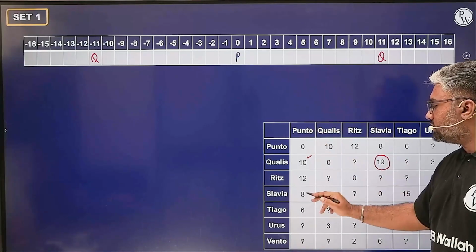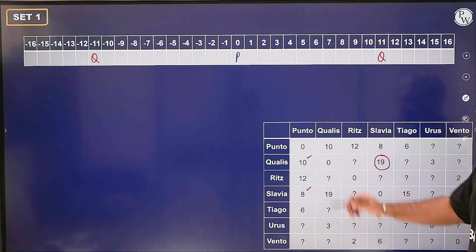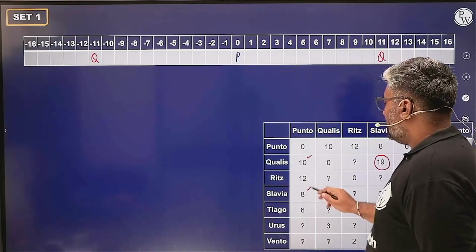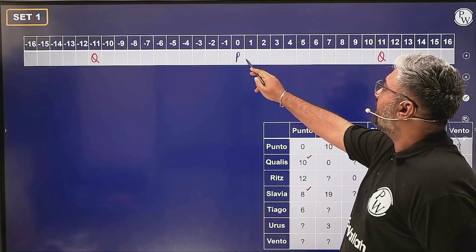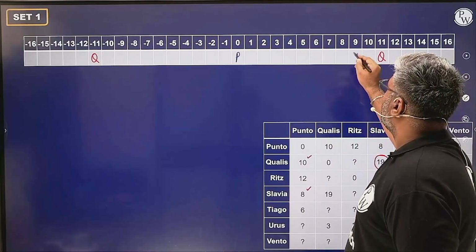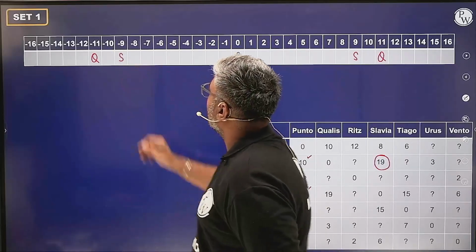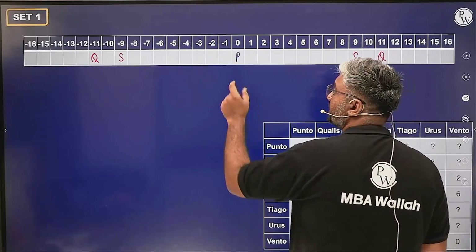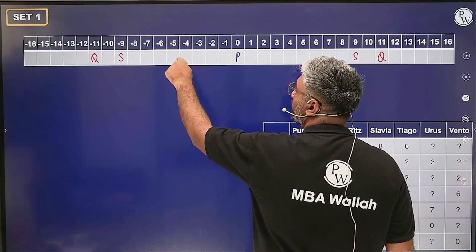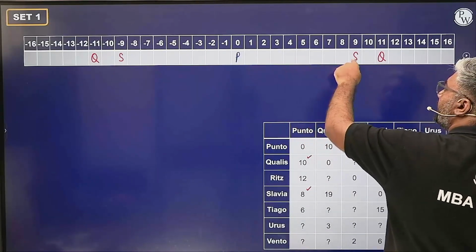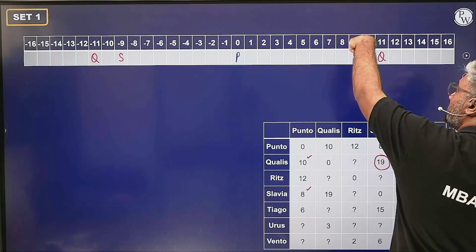Instead of having a look at this 19 first, since we have Qualis's location here, let's see, Punto and Slavia, do we have it? Yes, we do. So we're going to place Slavia next to Punto with 8 cars in between. So this is Punto. 8 cars here would mean Slavia is here. 8 cars here would mean Slavia is here. Do you see, the gap is 8 cars, 1 2 3 4 5 6 7 8, and then Slavia. Same thing here, we have 8 slots empty, and then the next one is Slavia.